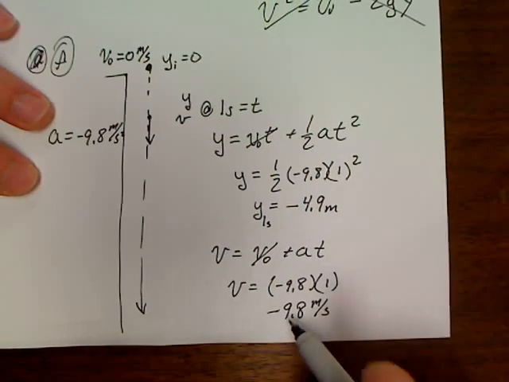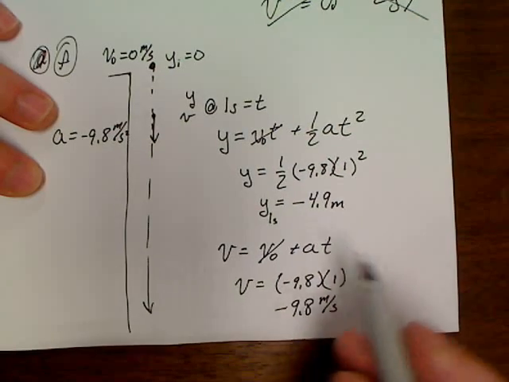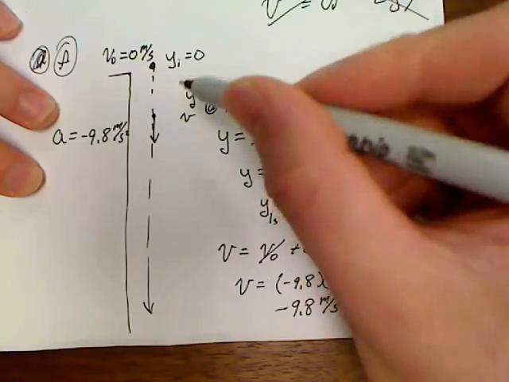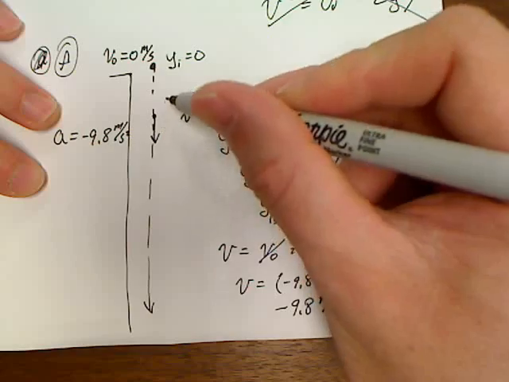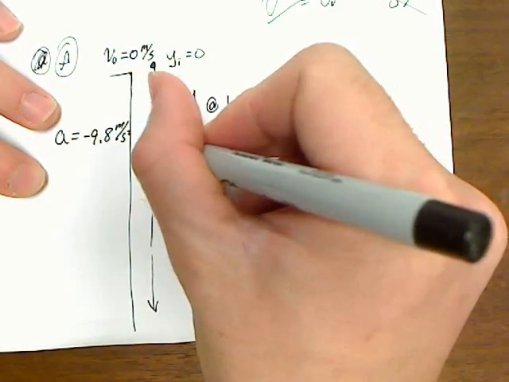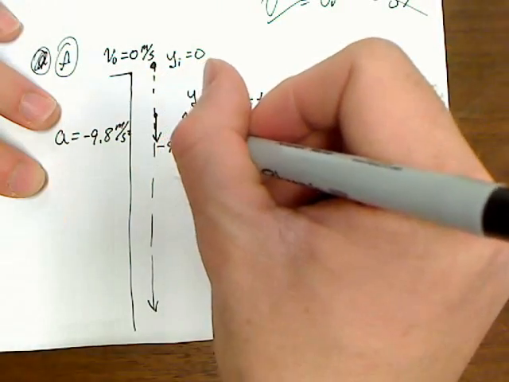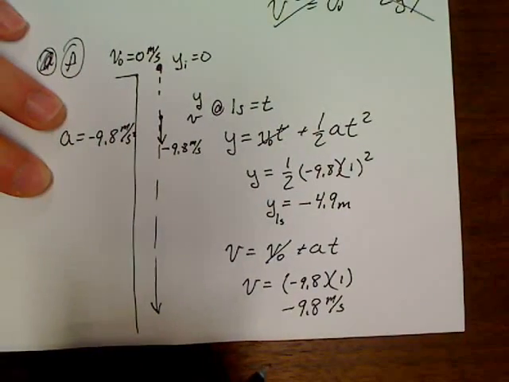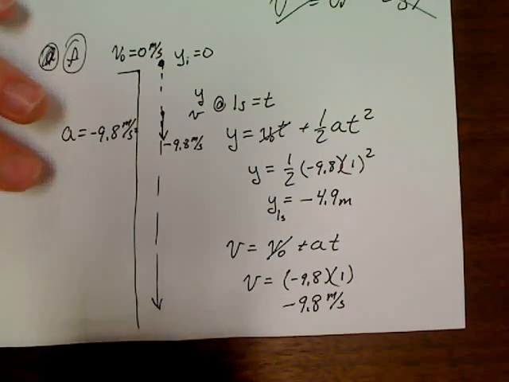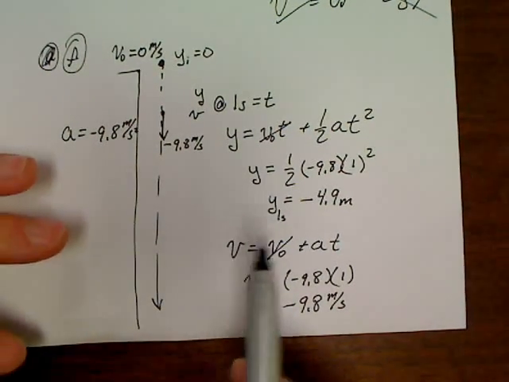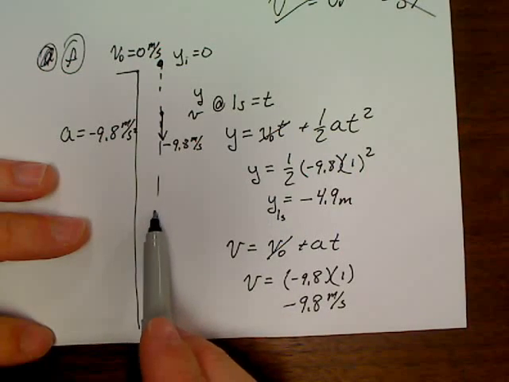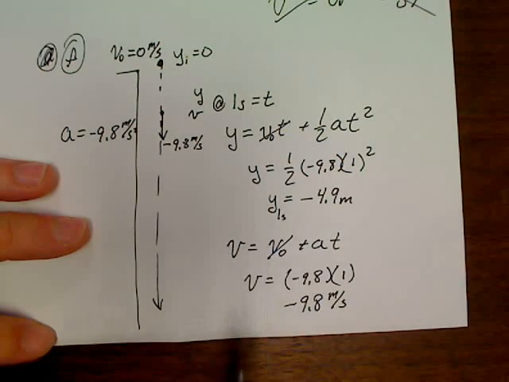So after 1 second, it has a downward velocity of negative 9.8. And again, this negative is important because that means it is moving downward. So your velocity is negative 9.8 after 1 second. Now, if you want to finish this problem, it also asks you to find these same values at 2 and 3 seconds.